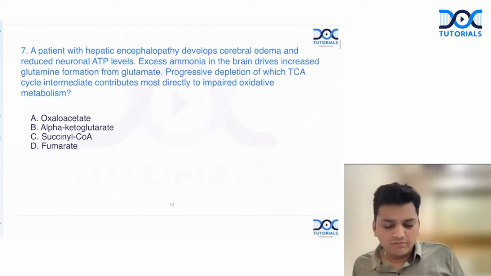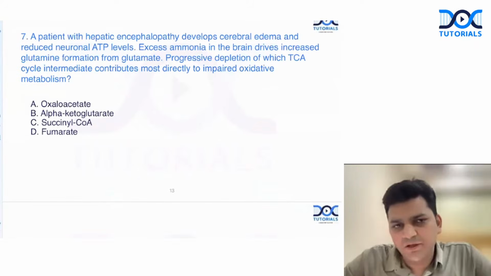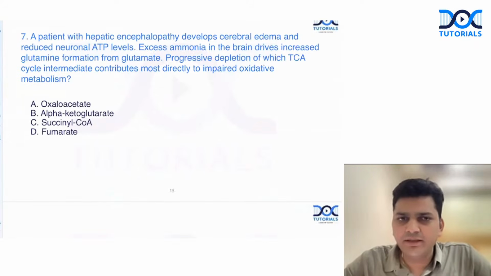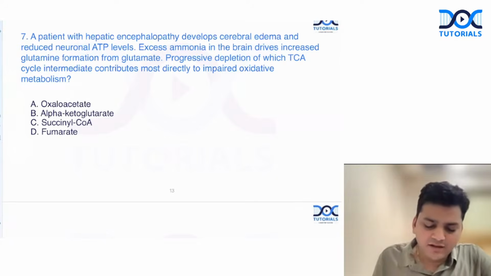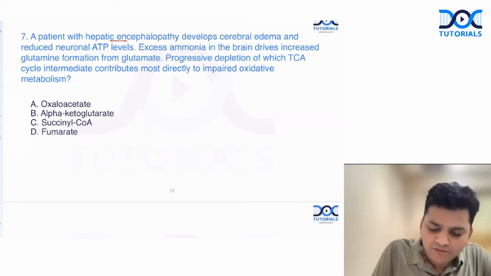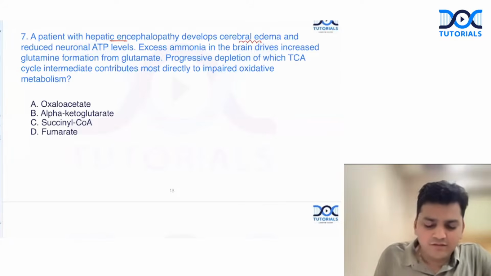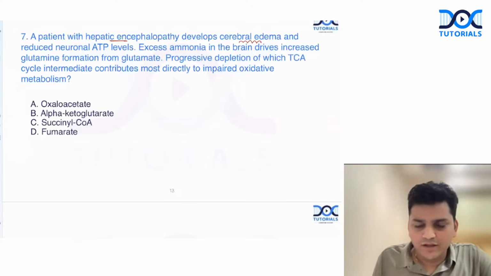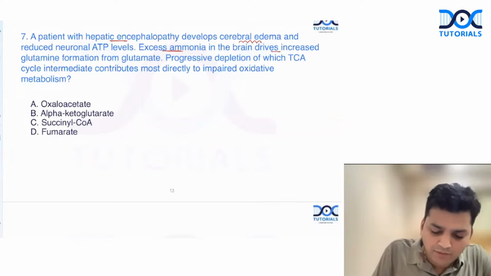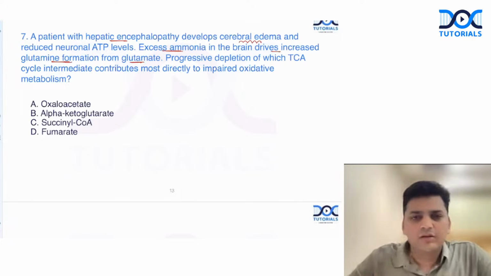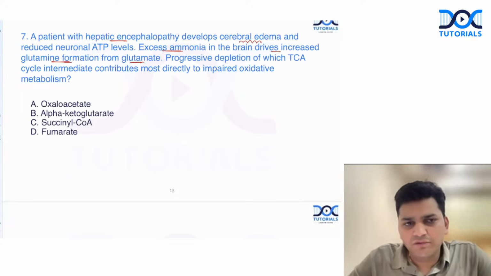Right. The next was, although this particular question we have tried to remember in the class as a fact also, right? But let's see the same thing in the concept manner. They are saying, a patient with hepatic encephalopathy develops cerebral edema and reduced neuronal ATP. There is excessive ammonia in the brain, and that drives the increase of glutamine formation from the glutamate. Now, the progressive depletion of which TCA cycle intermediate contributes most directly to impaired oxidative metabolism?